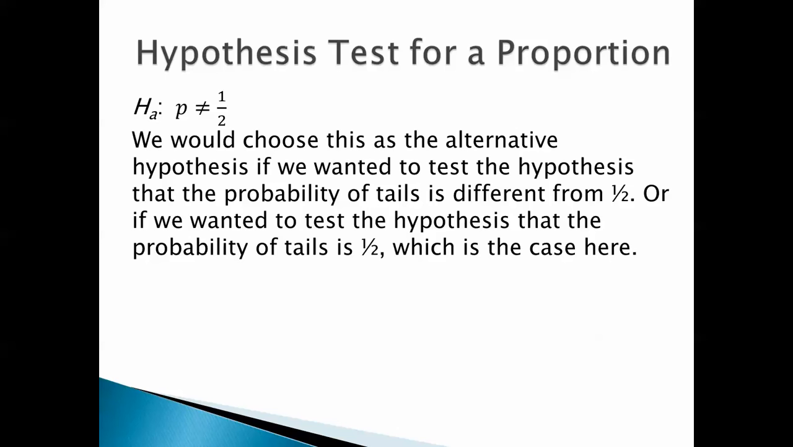H sub a, p does not equal a half. We would choose this as the alternative hypothesis if we wanted to test the hypothesis that the probability of tails is different from a half. Or, equivalently, if we wanted to test the hypothesis that the probability of tails is a half, which is the case here. So again, because we were not told, hey, we think the probability of tails is less than a half, and we want to test that. Or, hey, we think the probability of tails is greater than a half, and we want to test that. We weren't told that. We were just told we want to test the probability that tails is a half. So in that case, we would choose this as our alternative hypothesis.